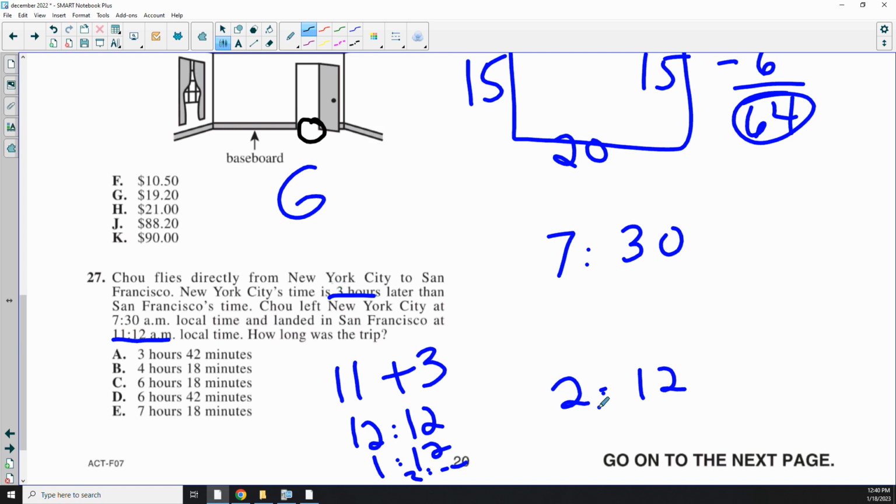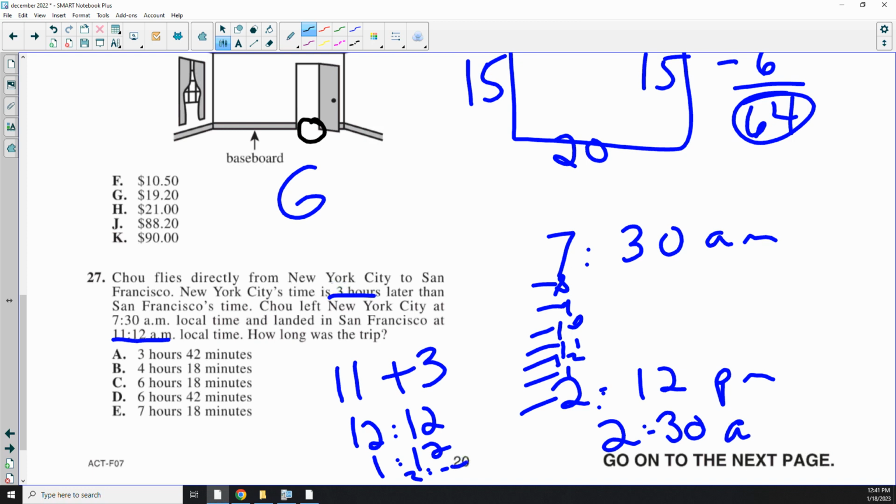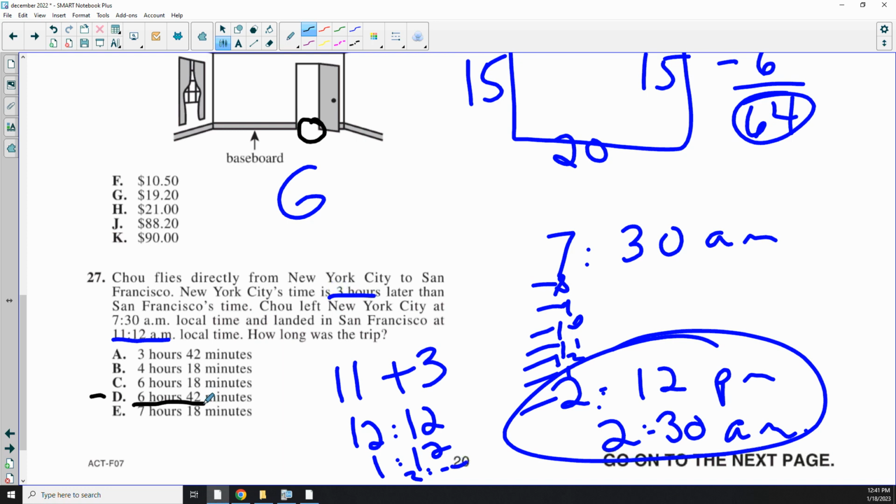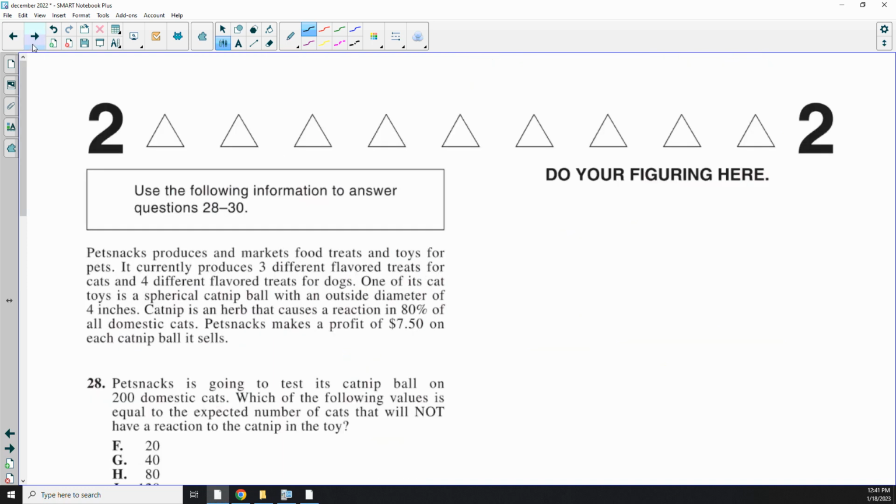So I took off at 7:30 a.m. and landed at 2:12 p.m., which means I'm going to add 5 just to get to noon, right? 8, 9, 10, 11, 12. Then 1, 2:30 would be 1 hour, 2 hours, 3 hours, 4 hours, 5 hours, 6 hours, 7 hours. In 7 hours, it would be 2:30. So what is it, y'all? It's a little less than 7 hours. It's going to be 18 minutes less than 7 hours. 60 minus 18 gives me the answer D.